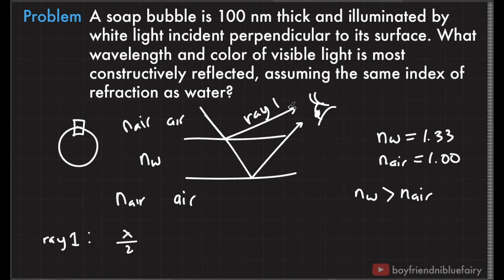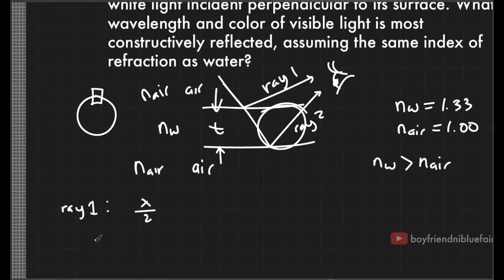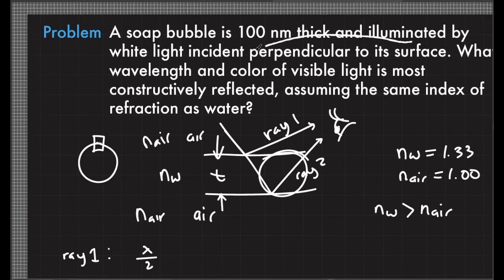Since we are hoping for a constructive interference between ray 1 and ray 2, and assuming that the thickness of this film or soap bubble film is t. Since the incident light hits the surface in a perpendicular manner, ray 2 before leaving the film actually traverses a distance of 2t. It hits the film perpendicularly, so at this point it traverses a distance of t, and then it is reflected back at a distance of t.